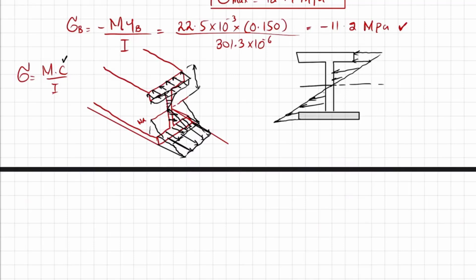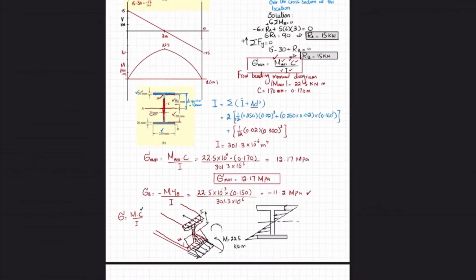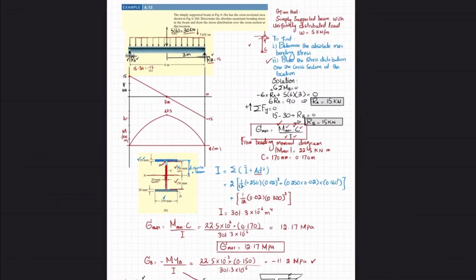So this will be the stress distribution. I hope so. Also you can see that this is the force, the stress distribution force, and it is producing a moment in this direction, because you can see this force is in this direction, and it is producing a couple, and this force is in this direction. So it is producing a counterclockwise moment, and this moment will be equal to 22.5 kilonewton meter. So this was all about example 6.12.